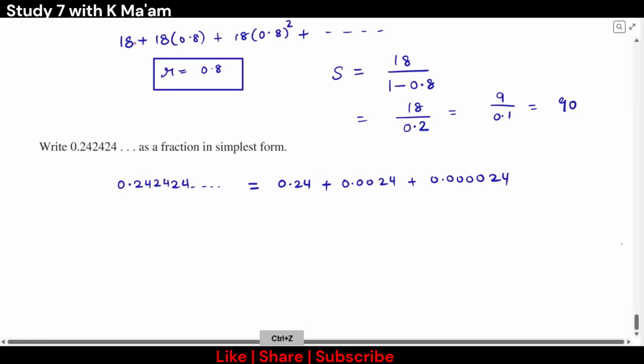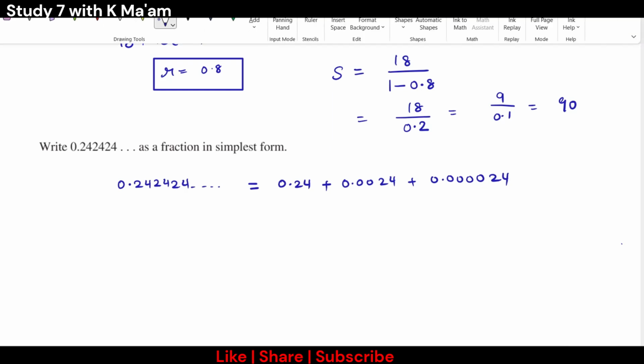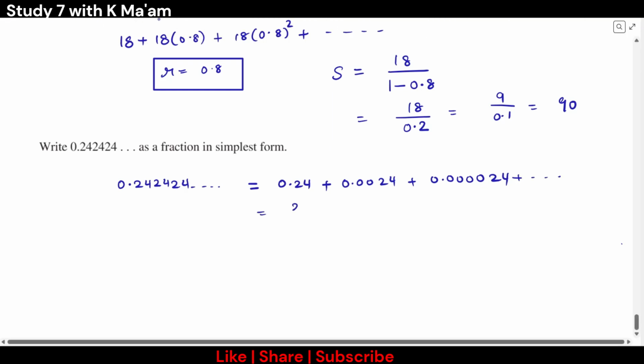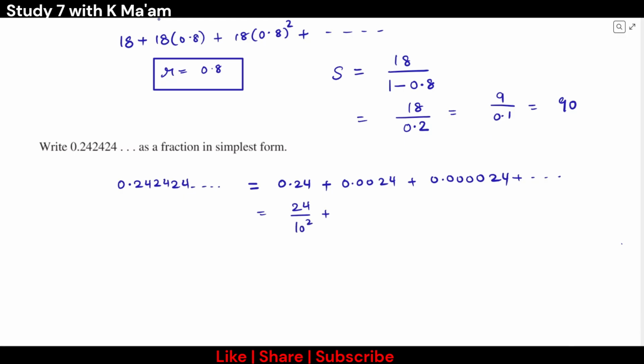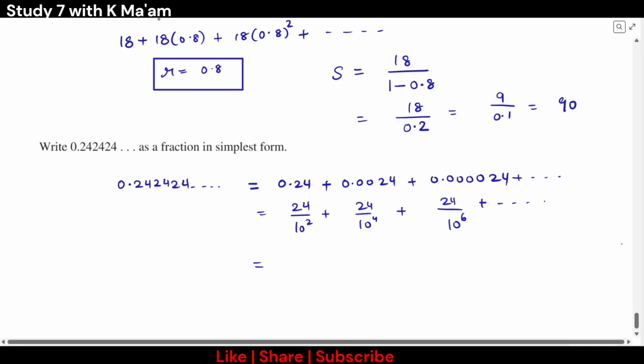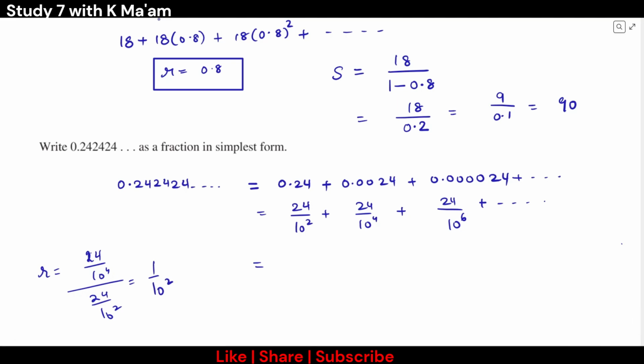Okay, and now we have to add them. I can write it as a fraction: 24 over 10 power 2, 24 over 10 power 4, 24 over 10 power 6, and so on. 24 you can take common if you want. Let's find the ratio. The ratio is equal to the second term over the first term. It's 1 over 10 squared. This is the common ratio. Substitute first term over 1 minus ratio.